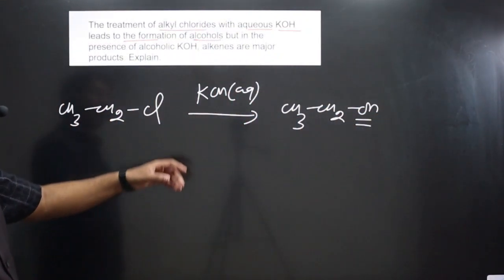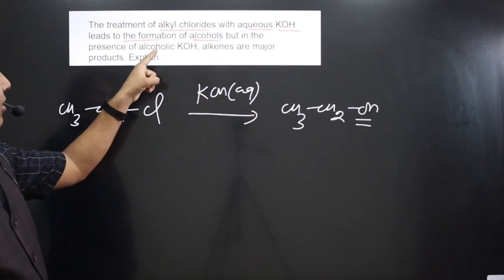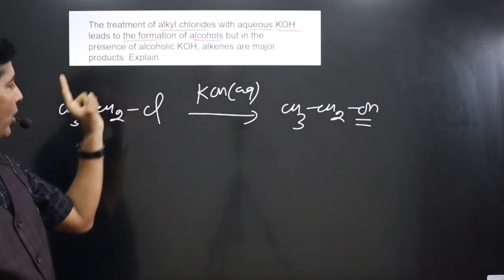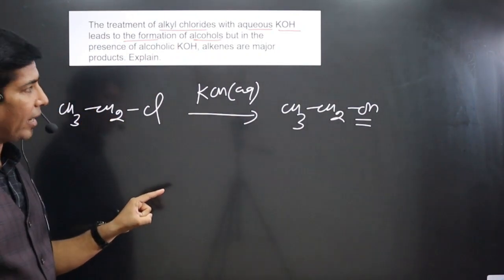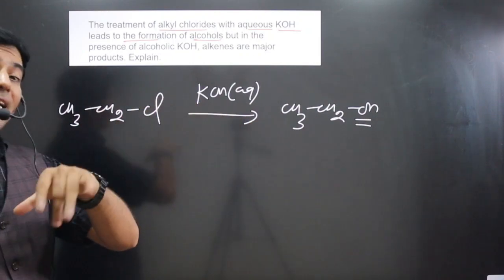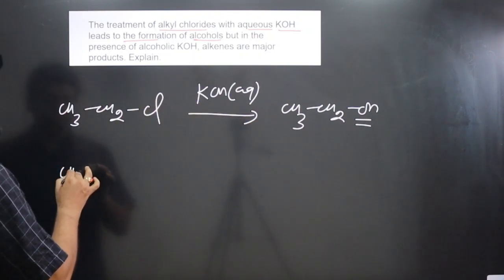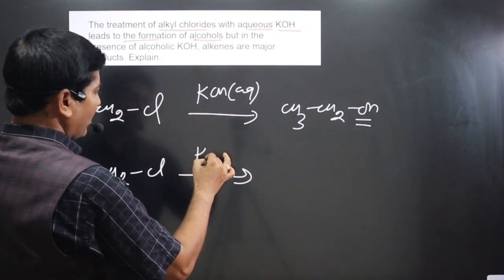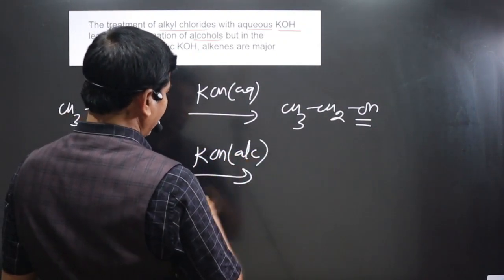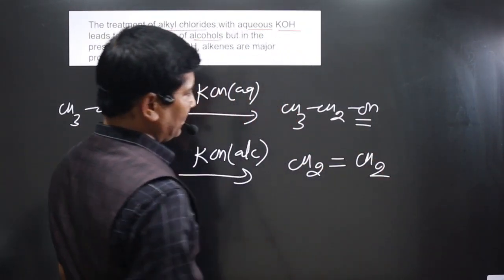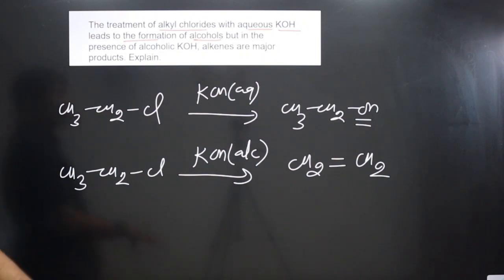Next it says, but in the presence of alcoholic KOH, alkenes are the major product. When the same alkyl halide is treated with potassium hydroxide in alcoholic medium, then alkene formation takes place. Let's say we have CH3 CH2 Cl, and here we have KOH in alcoholic medium. In this case, we get the alkene, CH2 double bond CH2. And we have to explain why it is so.